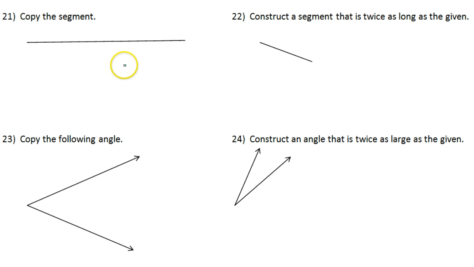Okay, for number 21, we're supposed to copy the segment. Now we have to do this using only a compass and a straight edge, nothing else. If you use a ruler for a straight edge, you are not allowed to use the markings on the side of the ruler to measure it and try to make it the same length.